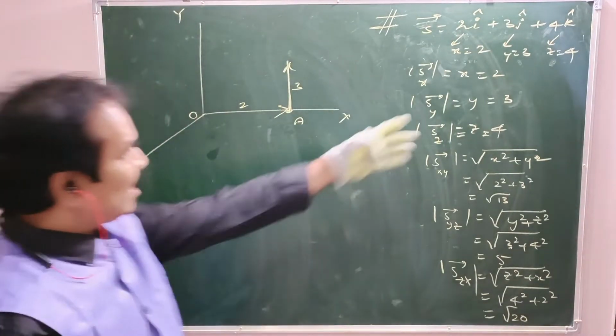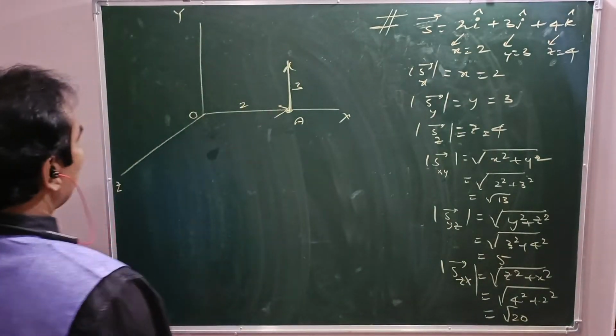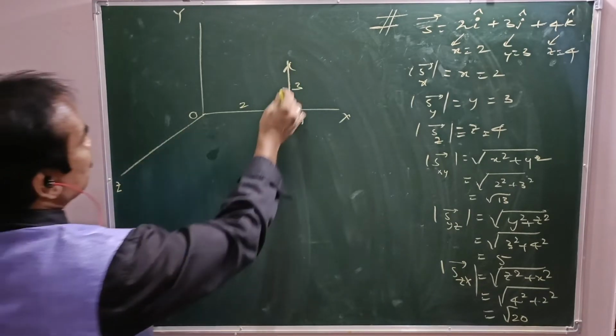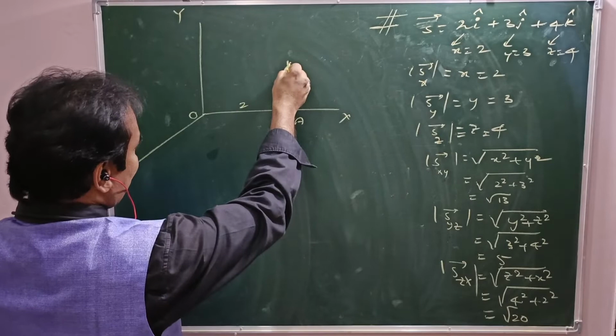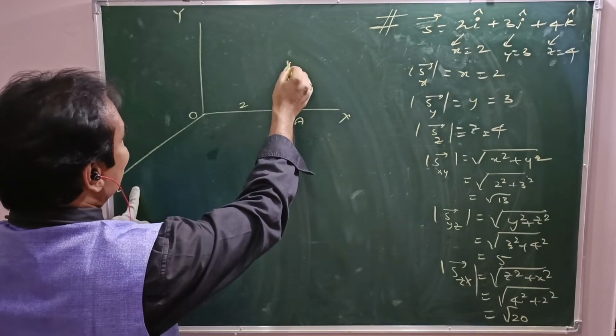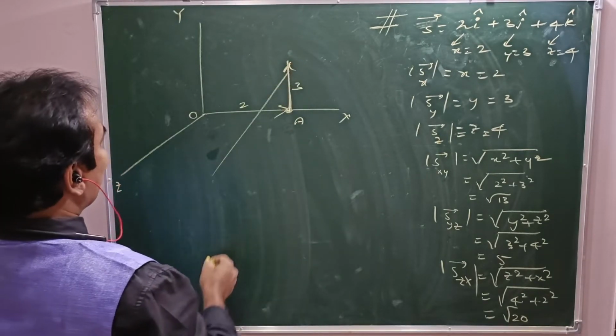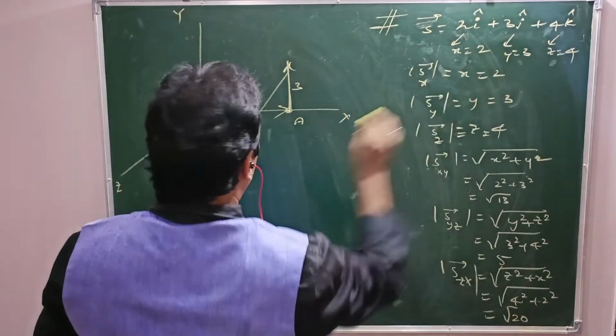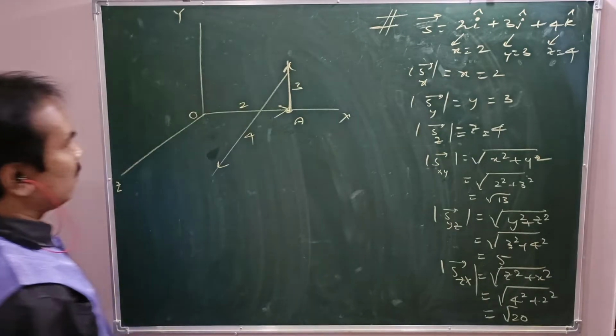Parallel to z means 4 meters. Parallel to z means here OZ. Z is here. So from this position, take one more vector parallel to z, 4 meters.